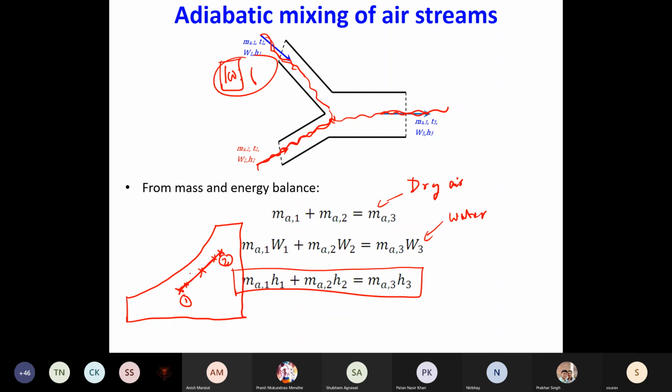You can also have mixing which can lead to condensation. So let's say your one state is this, the other state is this, and if you join these two, let's say you have 1:1 mass flow rate. So 1 kg per second of state 1 air mixes with 1 kg per second of state 2 air. So your exiting state is this.